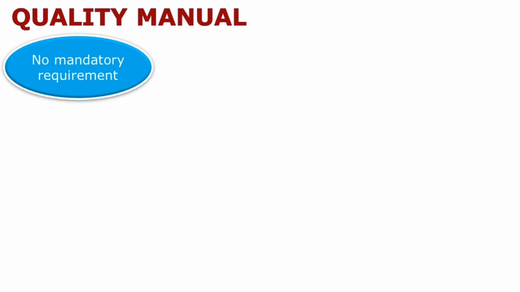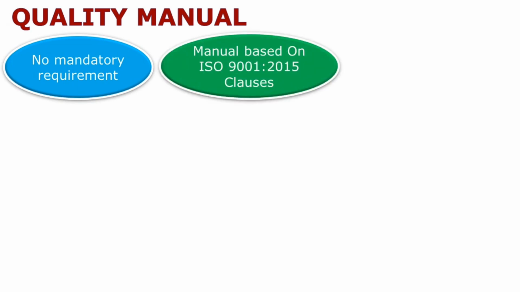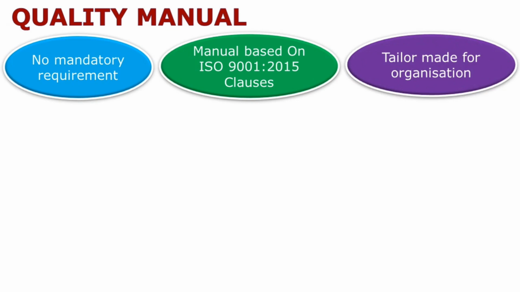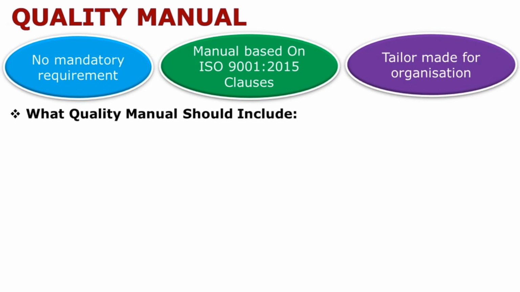One way is to write the quality manual clause by clause based on ISO 9001:2015 standards. The other way allows organizations to write a quality manual that fits their unique processes, systems and complexity. No matter which approach is chosen by an organization, a quality manual generally includes some important things. Let's look at them one by one.